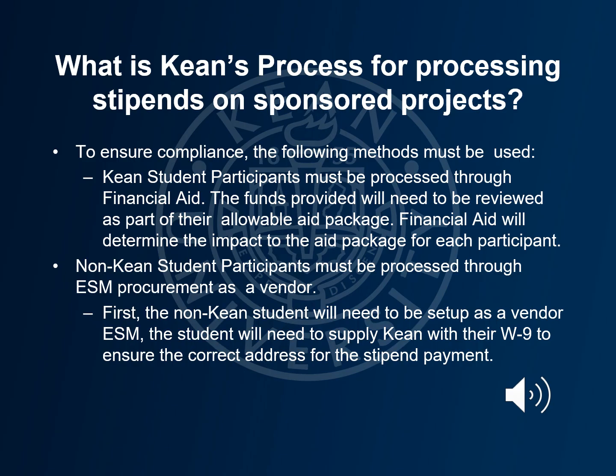For non-Kean student participants, they must be processed through ESM procurement as a vendor. First, the non-Kean student will need to be set up as a vendor in ESM. The student will need to supply Kean with their W-9 to ensure the correct address for the stipend payment.